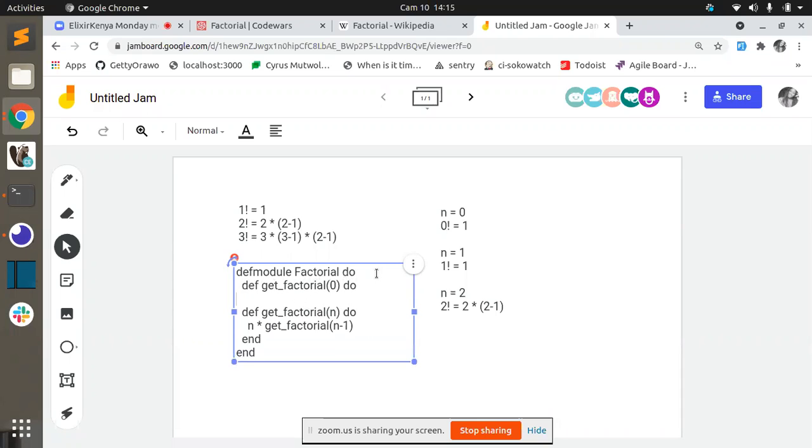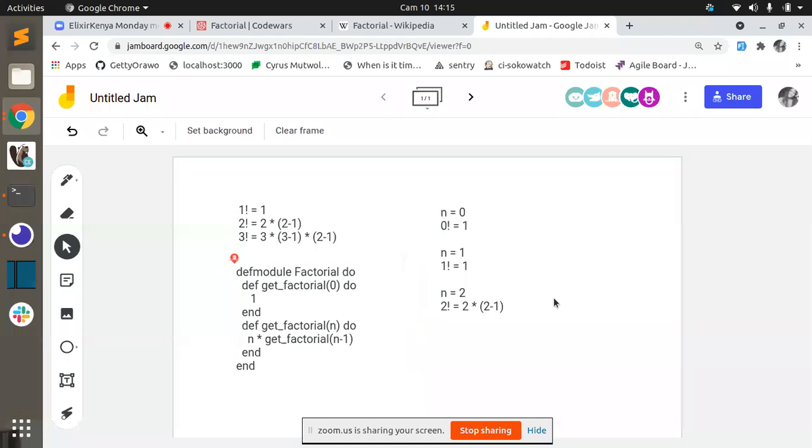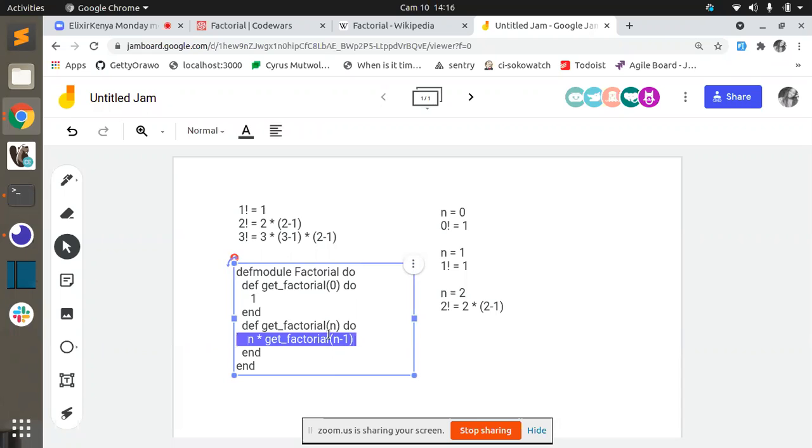Zero. Okay, so whenever it gets 0, it should return 1. Yeah. Okay. And this should be it. Wow, looks neat. I also think we should add an accumulator.